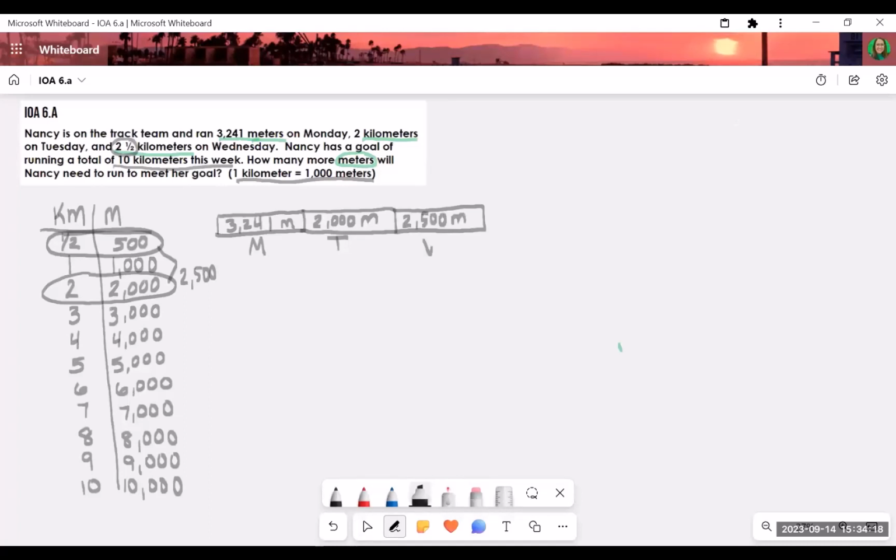2,500 meters on Wednesday. So this is kind of a visual of what has happened so far. I need to find the total of that, like estimating. I could think of this as 3,000 plus 2,000 plus maybe 3,000 if I round that up. So 3,000 plus 2,000 is 5,000. And then another 3,000, even if I round up, would only get me to 8,000. So I'm going to estimate she has run less than 10 kilometers, which is the same as 10,000 meters down here.